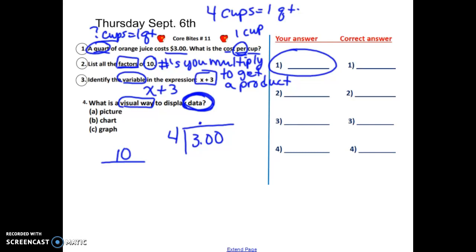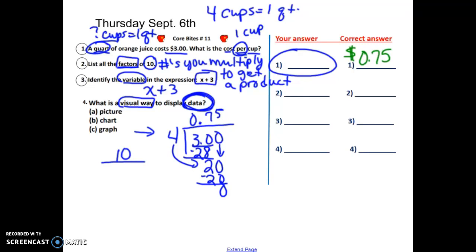Now that you have answered all 4 problems, we're going to go back and you should watch me as I go through the correct answers and correct any that you missed. Okay, for number 1, you should have done this division problem down here at the bottom. 4 will not go into 3, but it will go into 30 7 times. 7 times 4 is 28. When you subtract, you get 2. Bring down your 0, and 4 goes into 20 5 times. So the correct answer for number 1 is 75 cents is the price per cup for 1 cup.